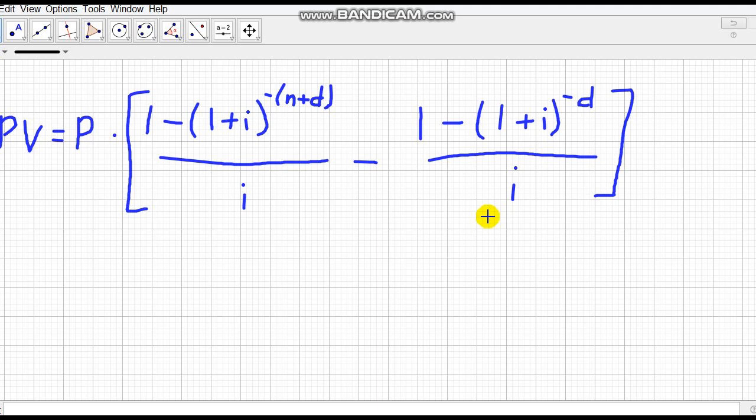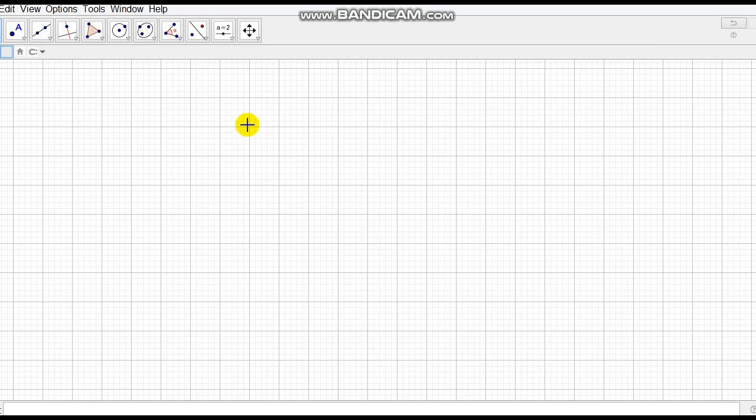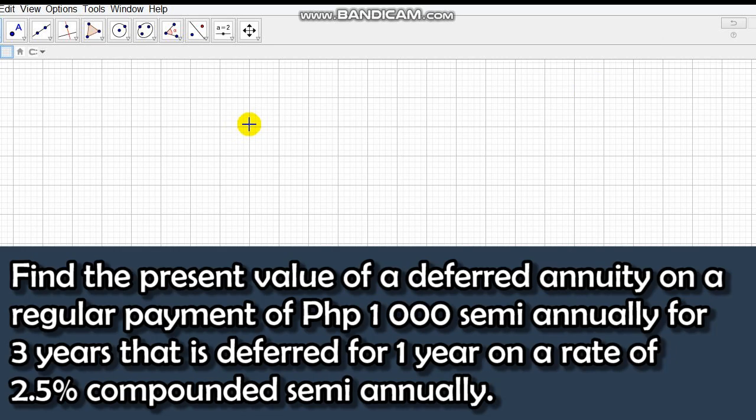We're not going to deal much with the future value of a deferred annuity because it's going to be similar with the future value of a simple ordinary annuity. So we're just going to have the present value of a deferred annuity. Let's have an example here. Find the present value of a deferred annuity on a regular payment of 1,000 pesos semi-annually for 3 years that is deferred for 1 year on a rate of 2.5% compounded semi-annually.